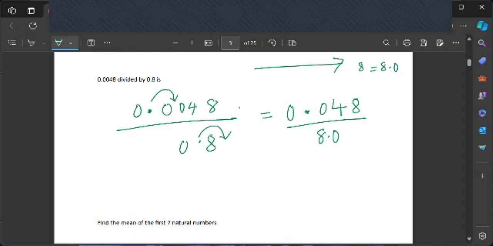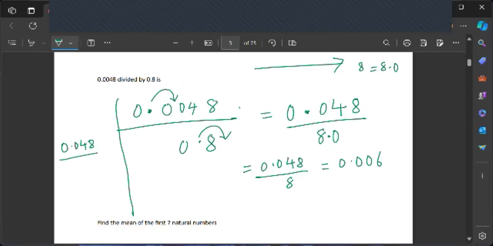So the point came to the right of 8, and this is nothing but 0.048 divided by 8. So this will be 0.006. If you're still confused, you can treat it like this: 0.048 divided by 8. What will be 0.048? So 1, 2, 3 jumps, isn't it?